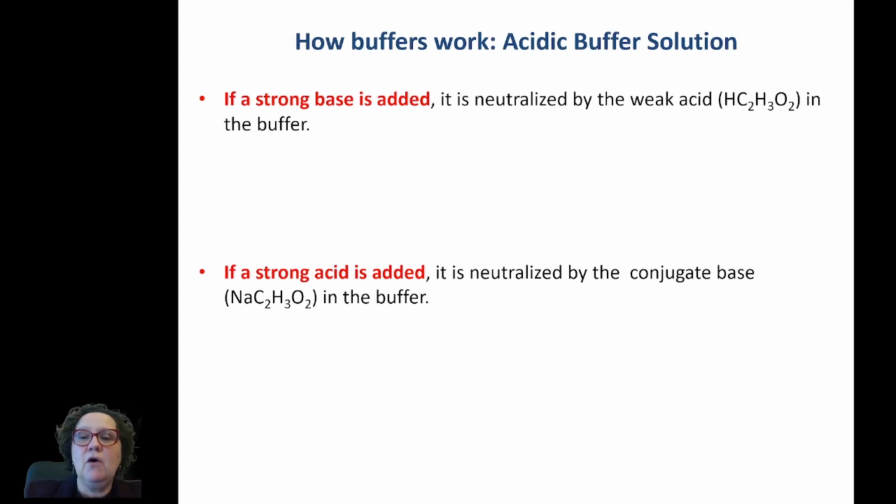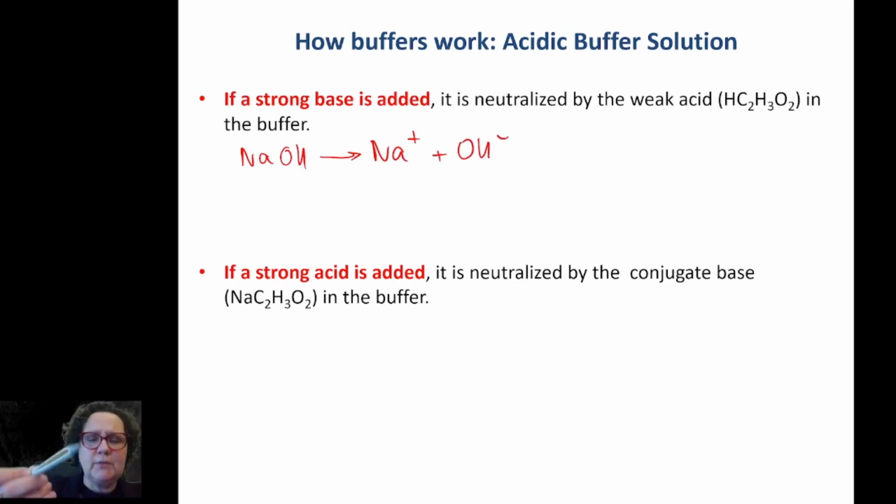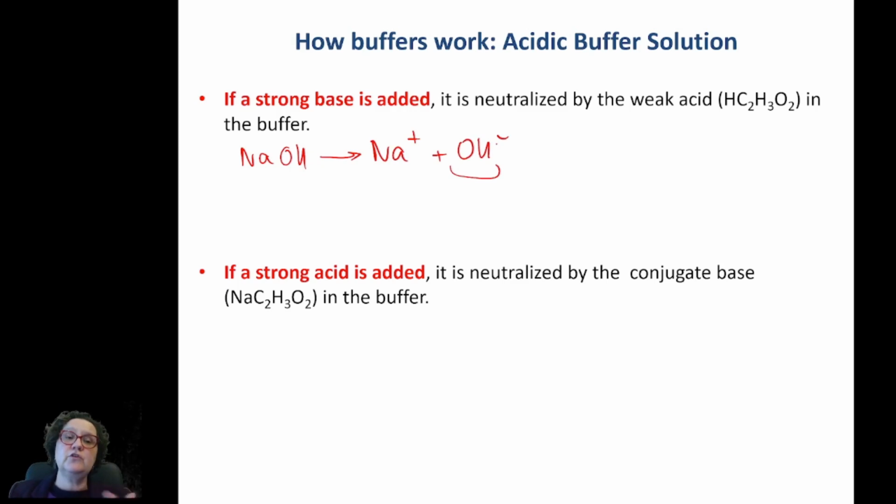So let's have an idea of what would happen. Let's say, for example, you added sodium hydroxide, a strong base. If you add sodium hydroxide in water, what you're going to get is sodium ions and hydroxyl ions. And this will be a significant change in pH because sodium hydroxide is a strong base, it splits completely, it creates a lot of OH minus.